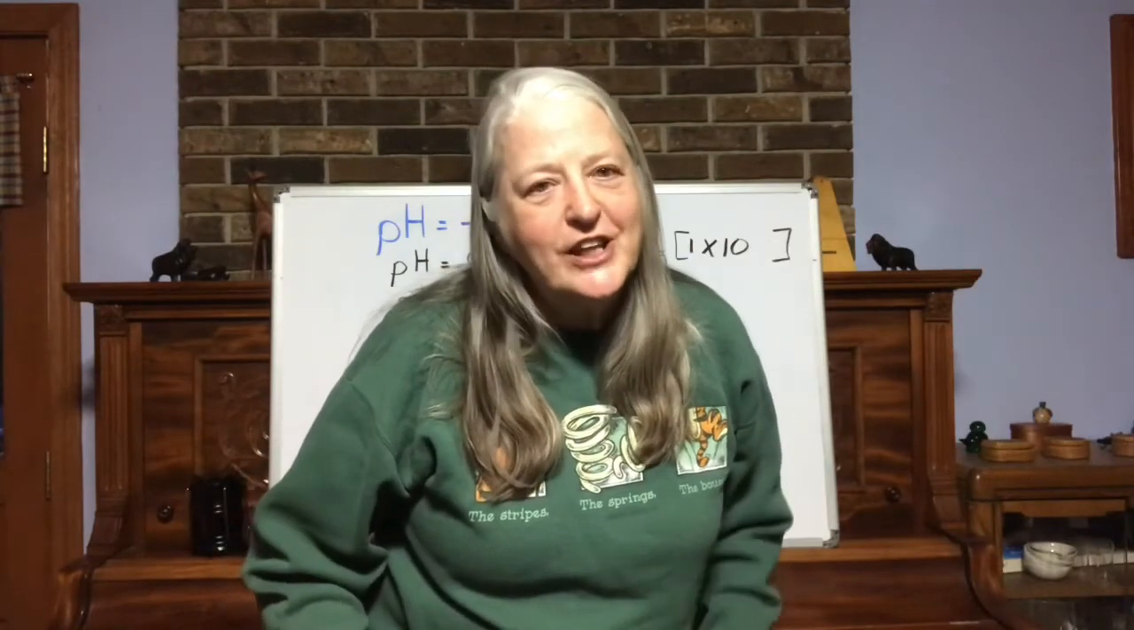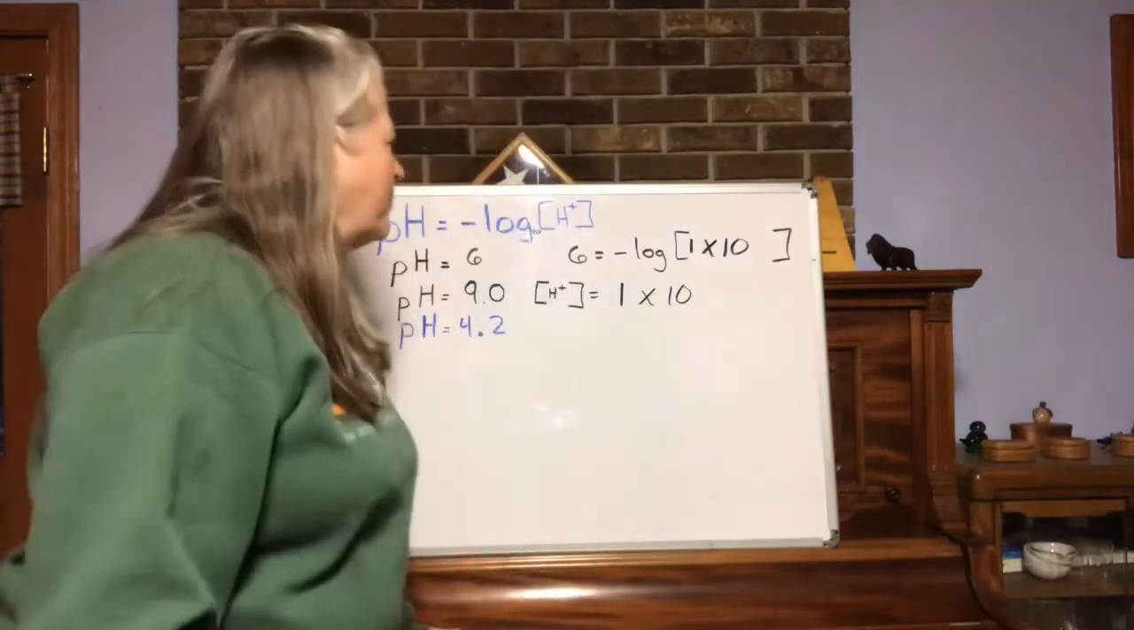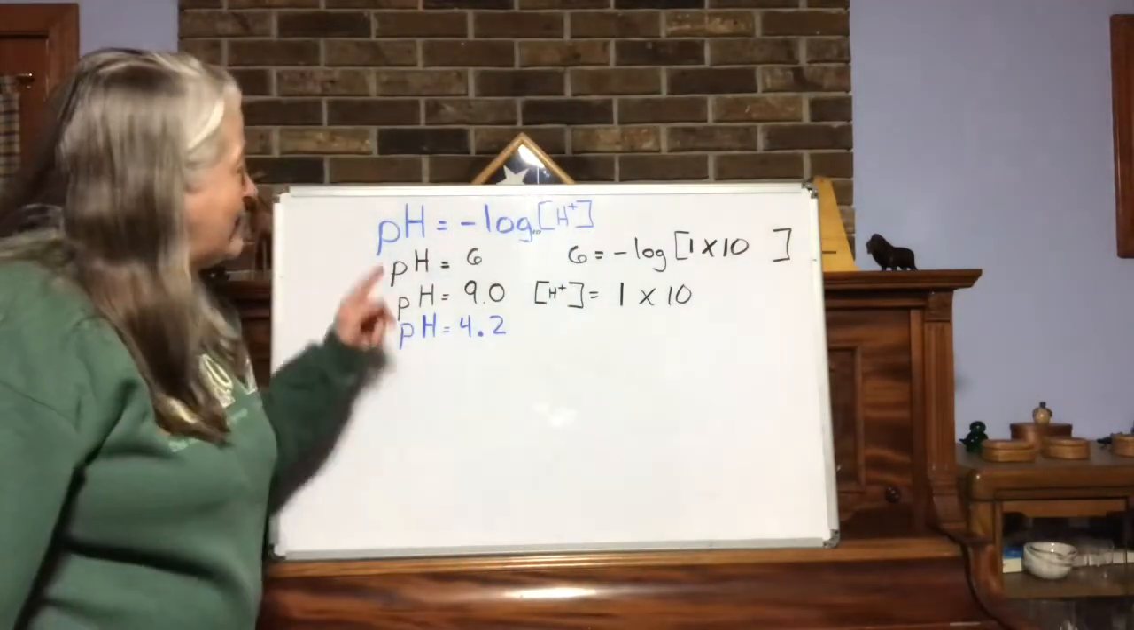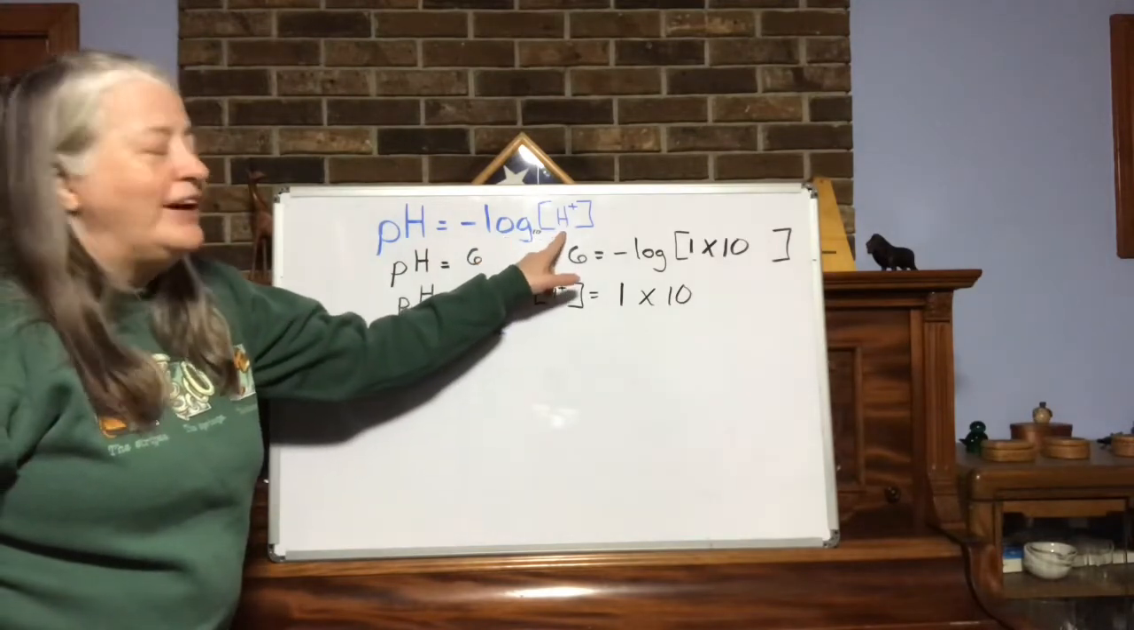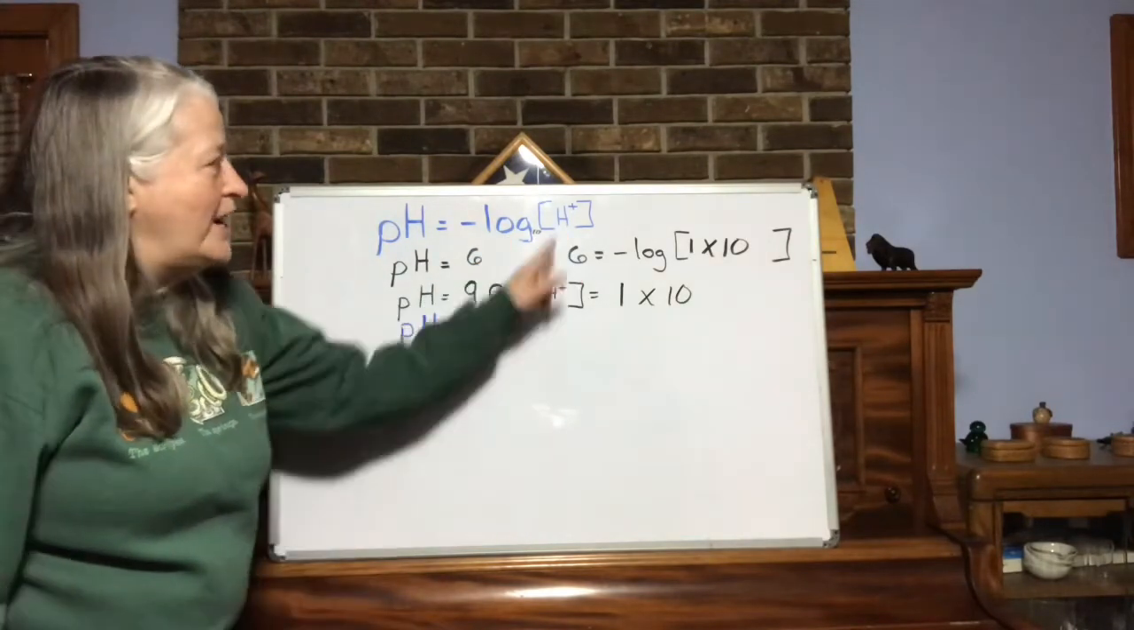I was asked by several students to make a short video to show you how to calculate the concentration of hydrogen ions from the pH. So that's what we're going to do. We know that the pH equals negative the log base 10 of the concentration of hydrogen ions.